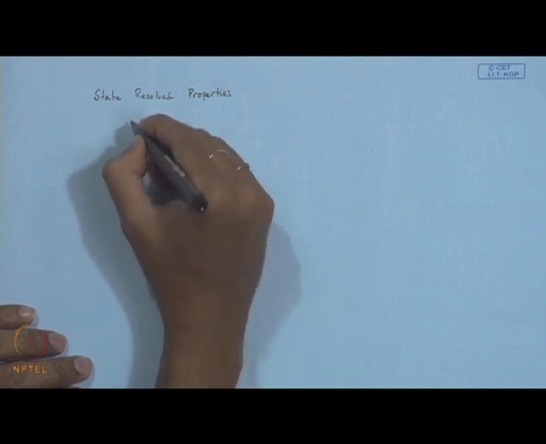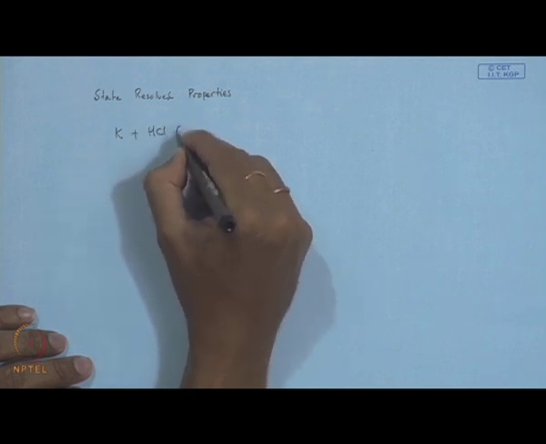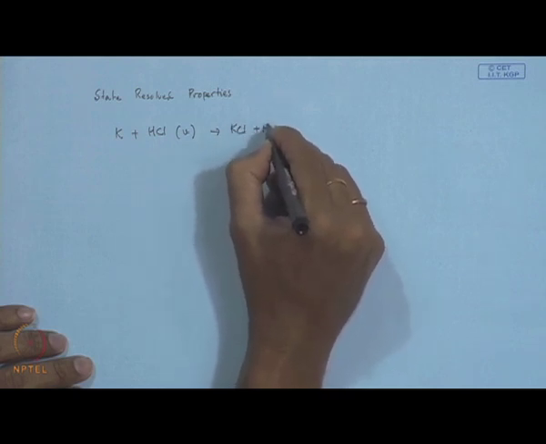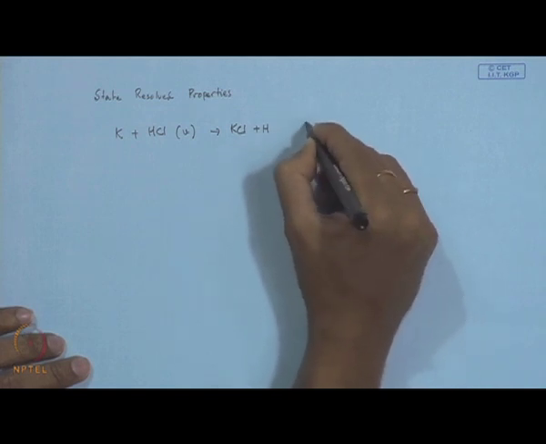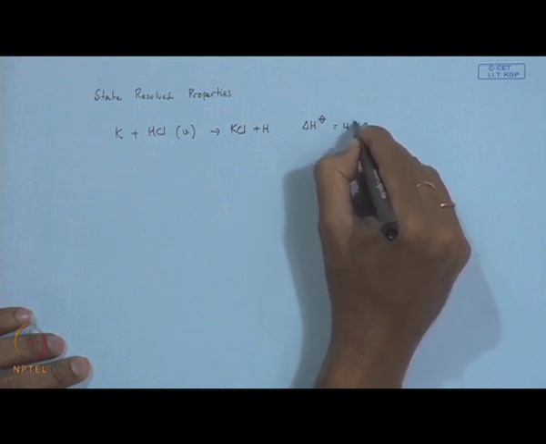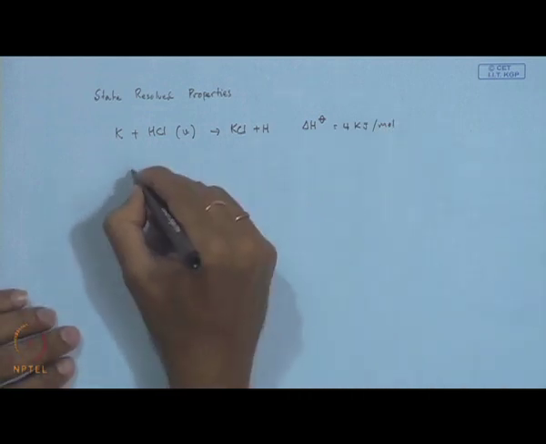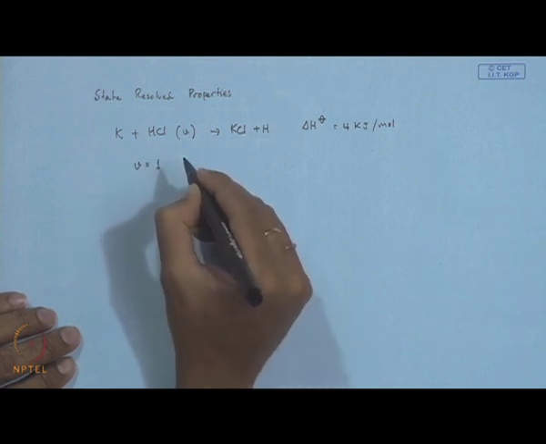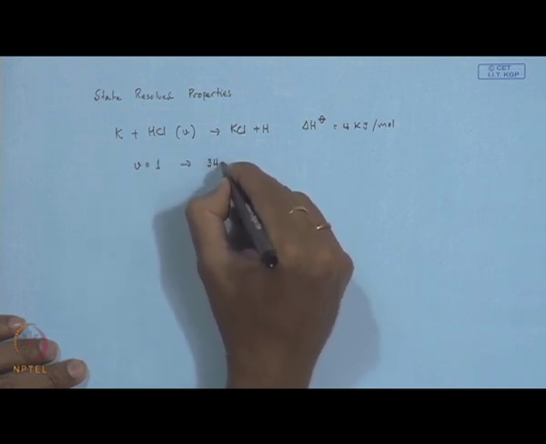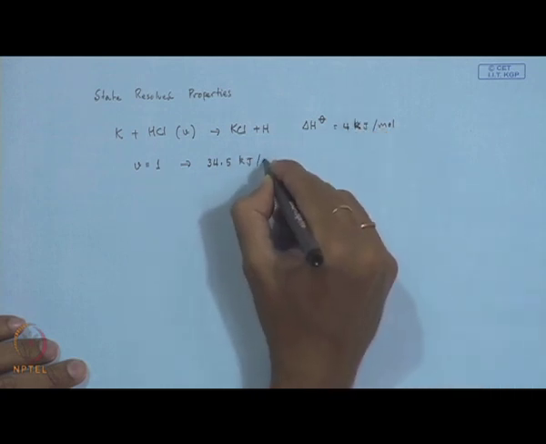Now, let us consider one reaction: K plus HCl in the Vth vibrational level gives rise to KCl plus H. Our standard enthalpy delta H 0 bar is 4 kilojoule mole inverse, and when V is equal to 1 for HCl, the corresponding energy is 34.5 kilojoule per mole.